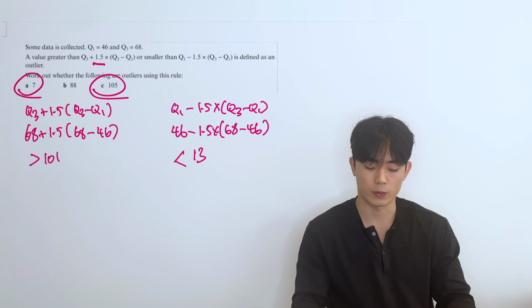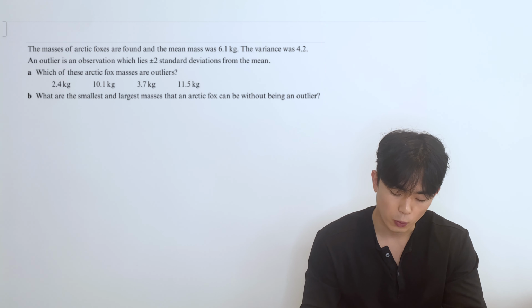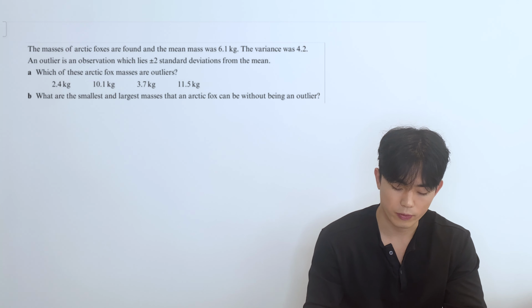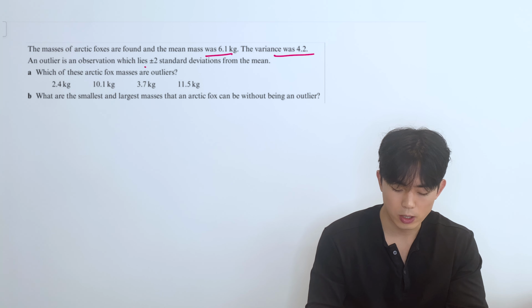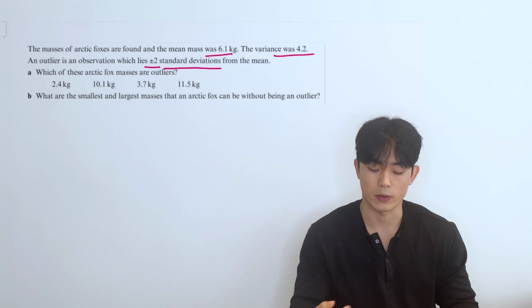As I said, the definition of an outlier is not always the example we looked at before. There are certain other limits for an outlier. So in this case here, we have the masses of an Arctic fox, which are found, and the mean mass was 6.1, and the variance was 4.2. An outlier is an observation which lies plus or minus 2 standard deviations from the mean. So as you can see, it's a slightly different definition of an outlier.